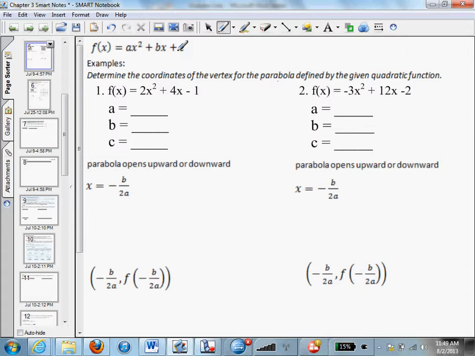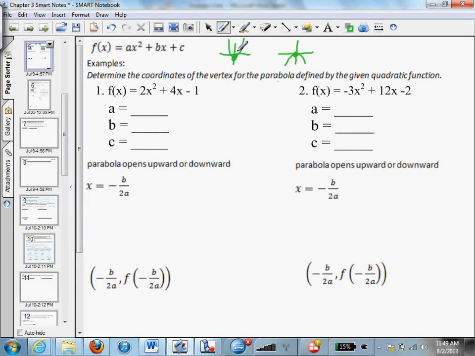Now, this is pretty straightforward. For these examples, determine the coordinates of the vertex for the parabola defined by the given quadratic function. If you remember, there are two ways a parabola can look, or the graph of a quadratic function. It can either look like a U or an N. And the vertex is the very tallest or least point on that parabola. For example, right here would be a vertex, and right here would be a vertex.